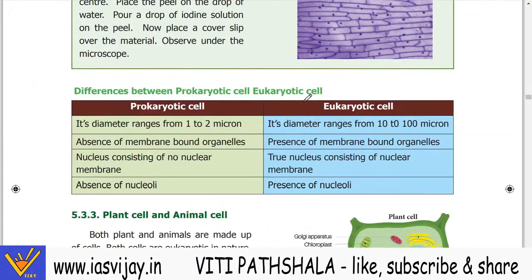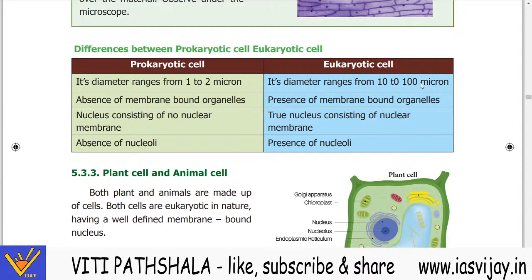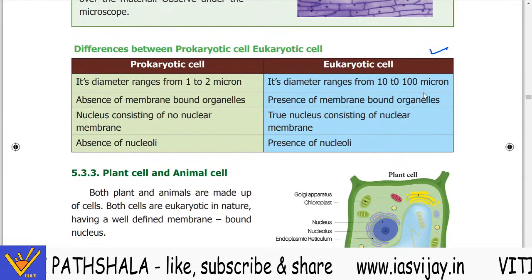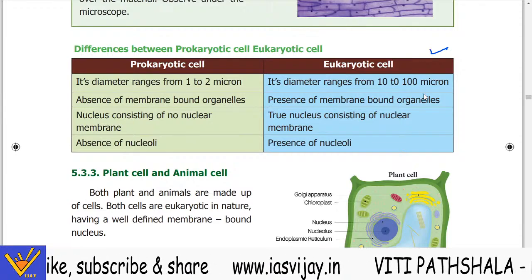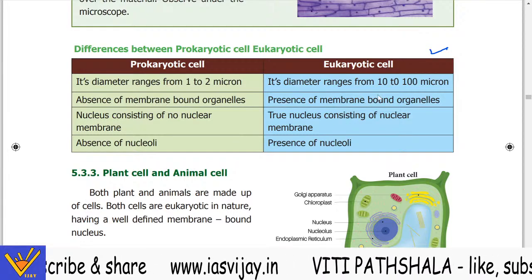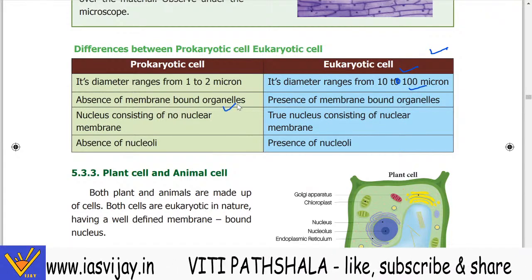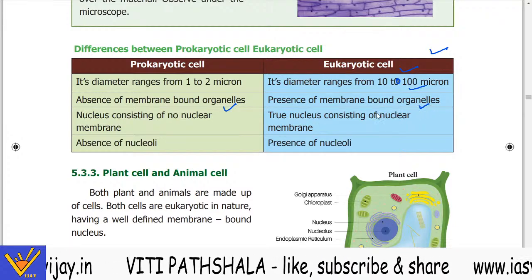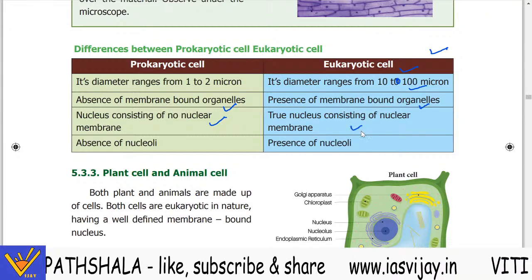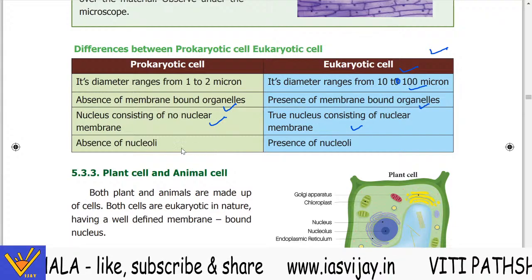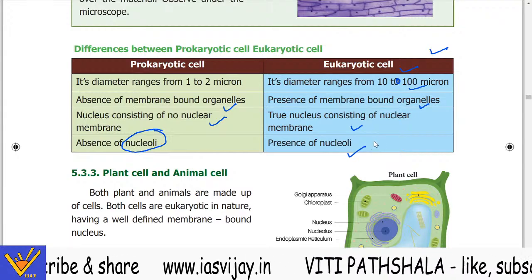Now this table is very important for you. It classifies the differences between the prokaryotic and the eukaryotic. So if you have to make notes, draw this table in your notebook. Its diameter ranges from 1 to 2 micron, while the other is 10 to 100 micron. Absence of membrane bound organelles, presence of membrane bound organelles. Nucleus with no nuclear membrane, true nucleus with a nuclear membrane. Here you will find the absence of nucleoli, and here is the presence of nucleoli.